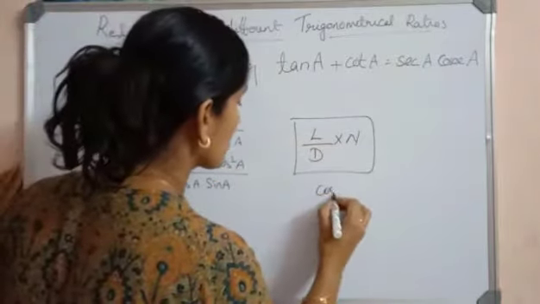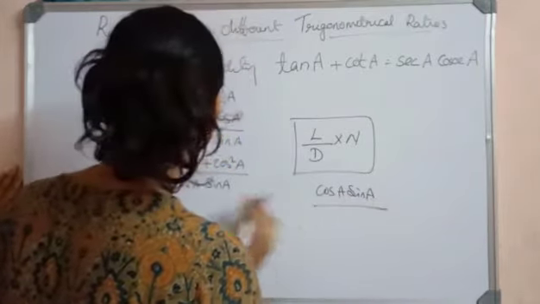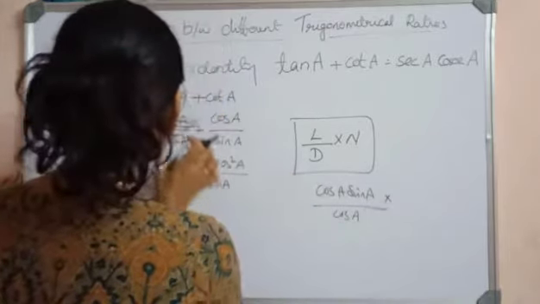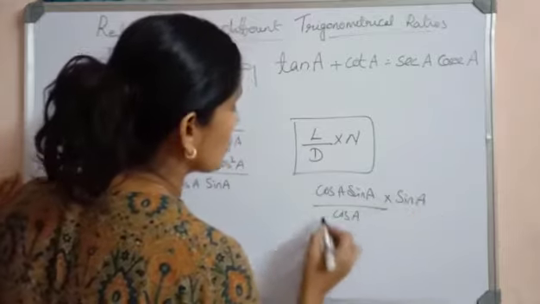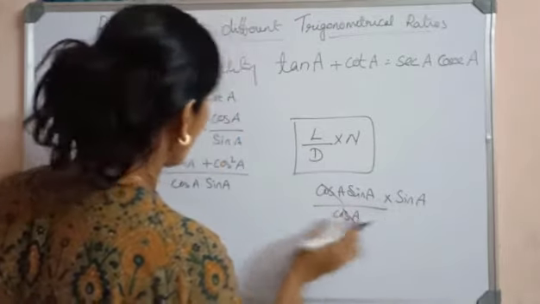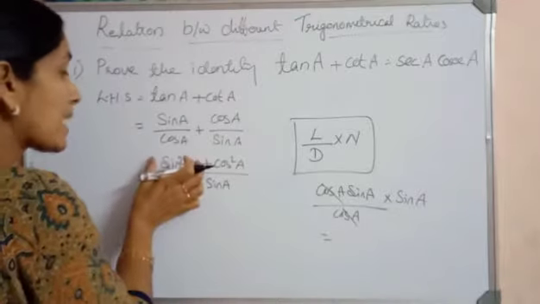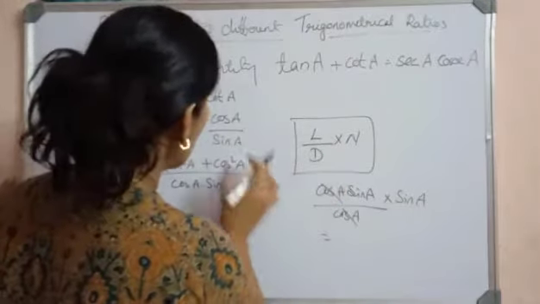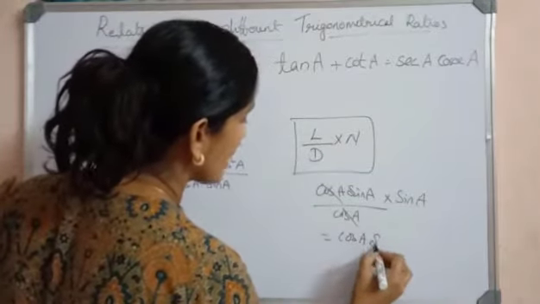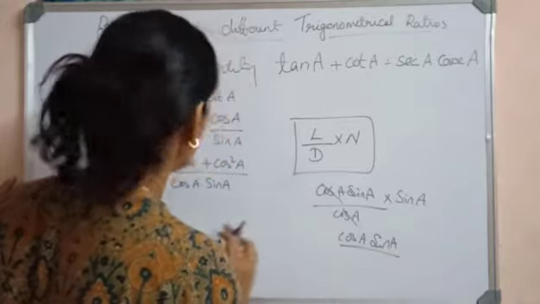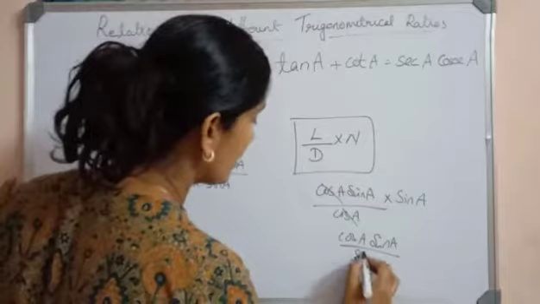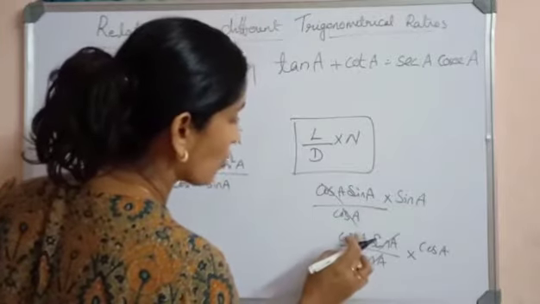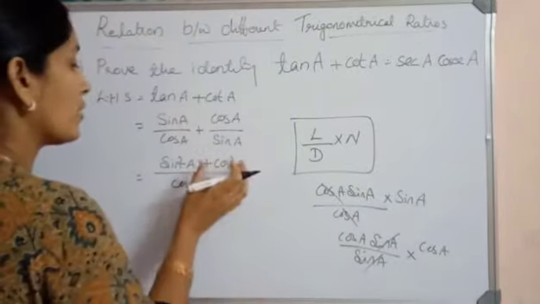Here the LCM is cos A sin A, divided by the denominator, which is cos A for the first term, into the numerator, sin A. So cos A cancels, and you get sin A into sin A, which is sin square A. This is how we got the first term. For the second term, the LCM is cos A sin A divided by the denominator sin A, into the numerator cos A. Sin A cancels, so cos A into cos A is cos square A. This is how we got the second term.